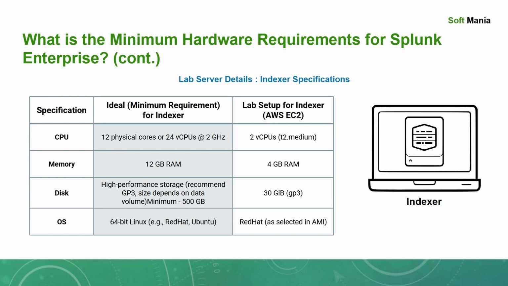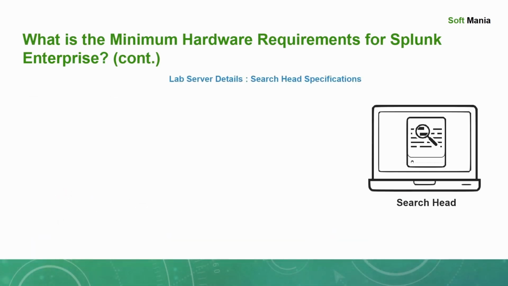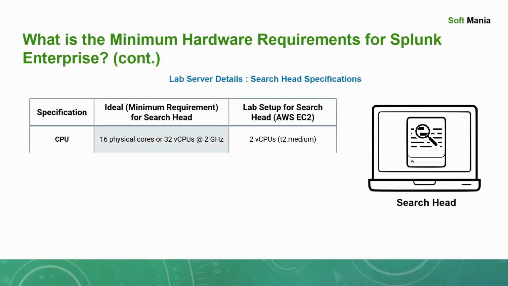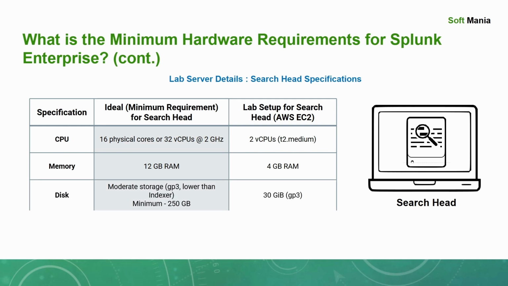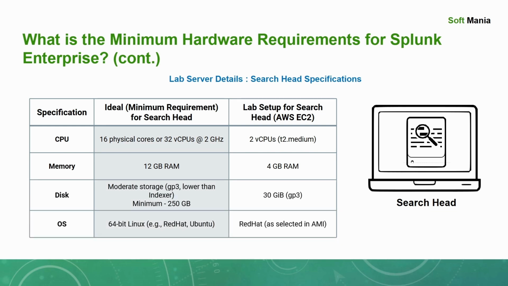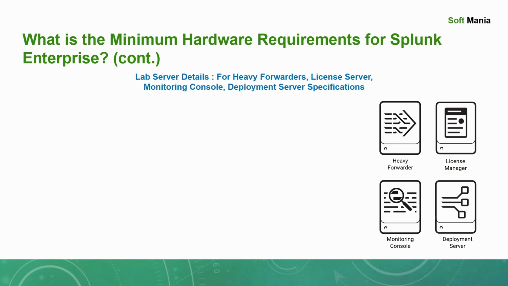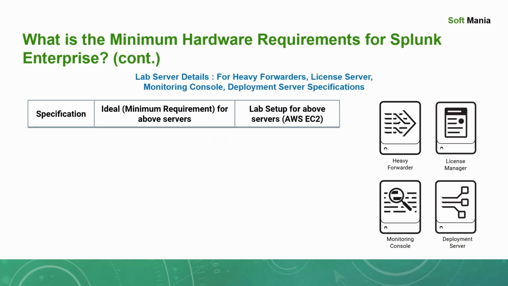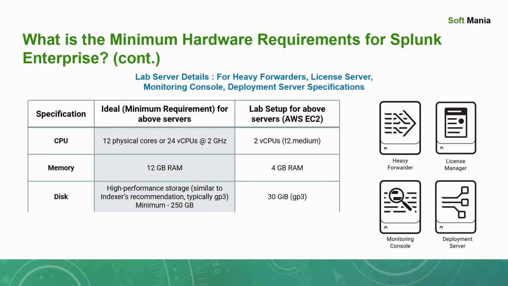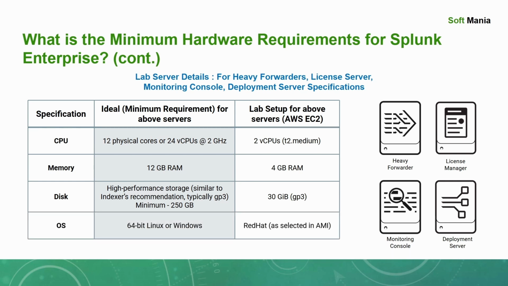The same goes for the search head as well. The ideal requirements are different, but we are going to use the lowest server so that we get less cost. So you can use 2 CPU, 4 GB RAM, 30 GB of hard disk, and obviously Red Hat. For the other components like heavy forwarder, license server, monitoring console, and deployment server, ideally we should have 12 CPU cores, 12 GB RAM, and a minimum of 250 GB, 64-bit. But in lab servers we can use the smaller one.